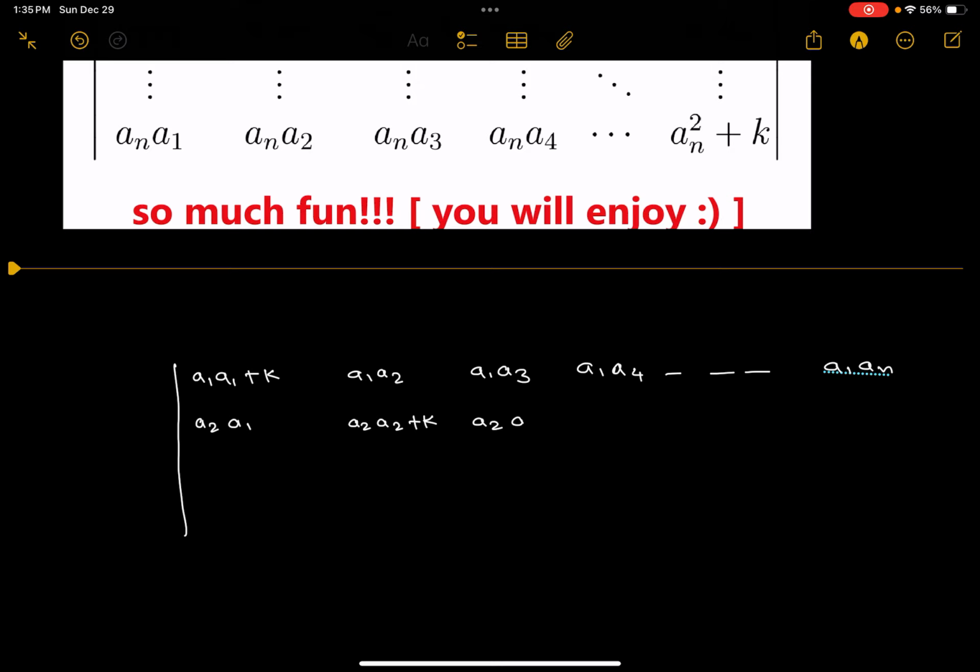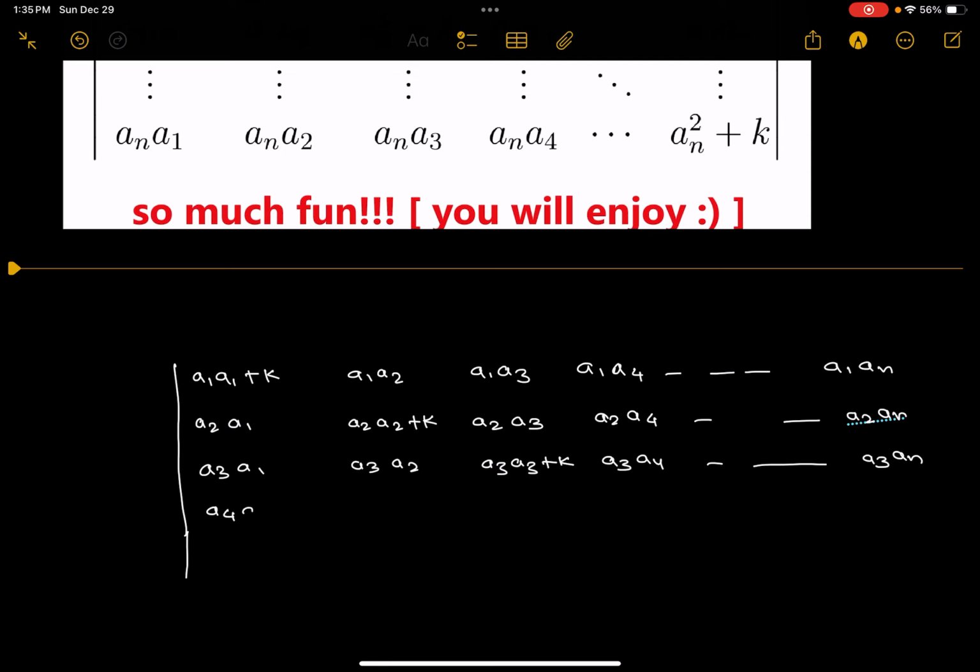Over here it's a2 a3, a2 a4, up to a2 an. Now done for a2. Now a3 a1, a3 a2. In the main diagonal, we will have a3 plus k, and then a3 a4 up to a3 an. Similarly, we will go for a4, a5. Again, you see the pattern, right? So that's how this matrix is made. And this is a4 square plus k, because there are two a4s, right? And this is a4 an.